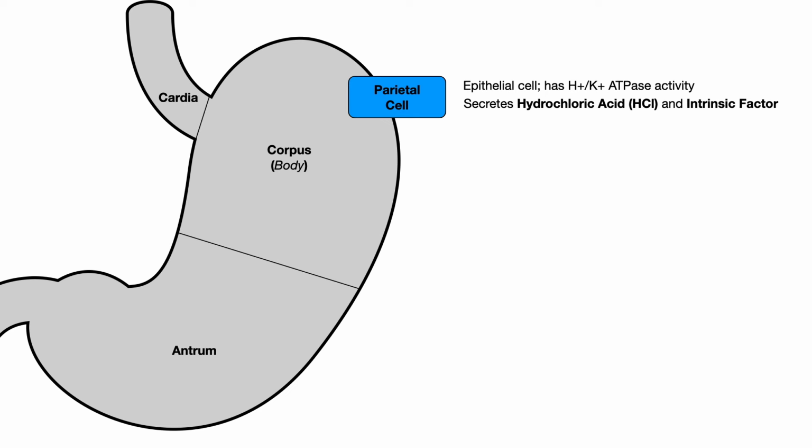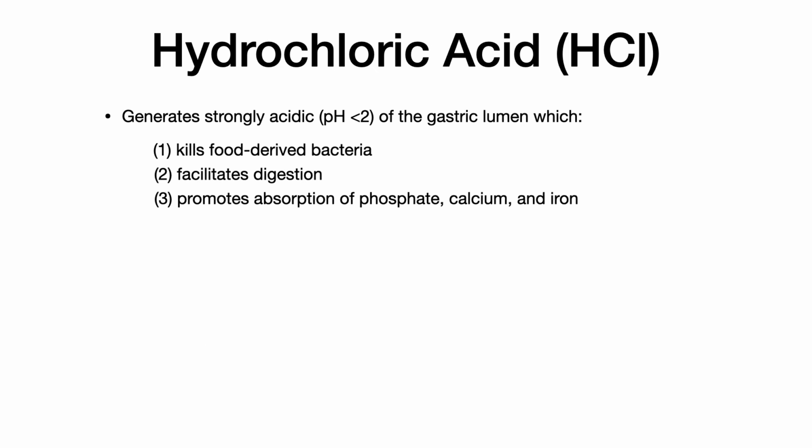Now, within the corpus, the first that we're going to talk about are parietal cells. This is an epithelial cell with HK ATPase activity. The big thing to know about the parietal cell is that it secretes two main secretory products. One, hydrochloric acid, sometimes referred to as gastric acid, and two, intrinsic factor. Let's first discuss hydrochloric acid.